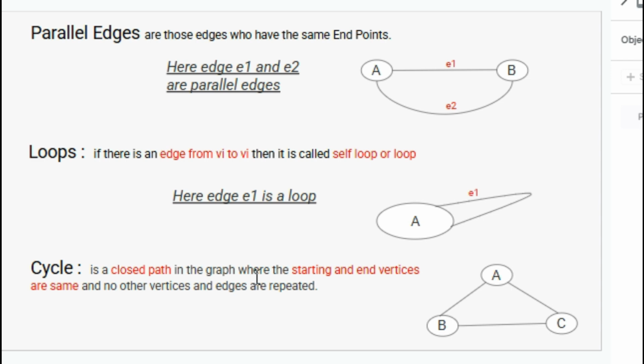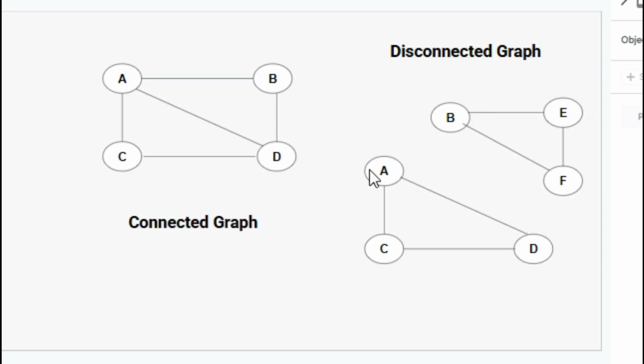Okay. So the next term that we are going to use is disconnected graph. First of all, understand what a connected graph is. Connected graph means that every vertex is approachable from any other vertex. Okay. This is a connected graph. Connected graph means that if I want to approach from A to D, either I have a direct edge or I have an indirect path. That is known as a connected graph.